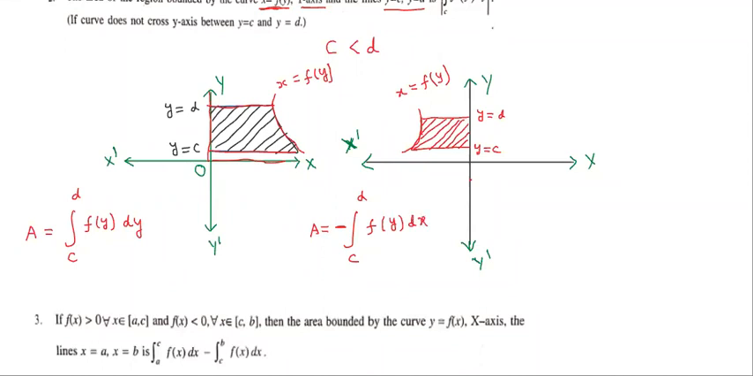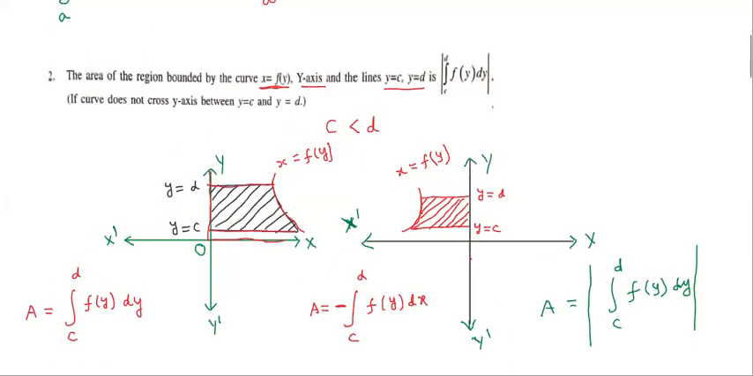By observing both the cases, I am going to write required area is equal to modulus integration c to d f of y dy. So the area we get is sometimes positive, sometimes negative, by observing the diagrams. That's why I'm putting the modulus. If you got a negative area, put the modulus, it is going to be positive, because the area should always be positive. Yes or no? Right.